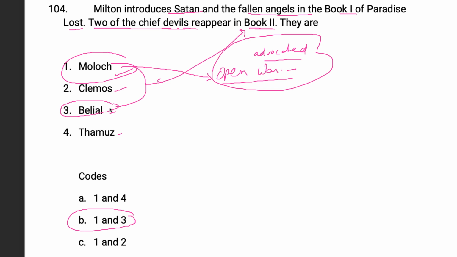However, Belial is a peace-loving character. So he proposes peace. He is not in favor of waging yet another war. He feels that much has been lost already. They had been confounded completely. They had been destroyed completely, and fortunately they have survived. So he is afraid that if they wage yet another war, everything is certainly going to be completely annihilated. He does not have any hope in this open war. So these Moloch and Belial take part in the conference that takes place in Book 2. So the answer is 1 and 3.